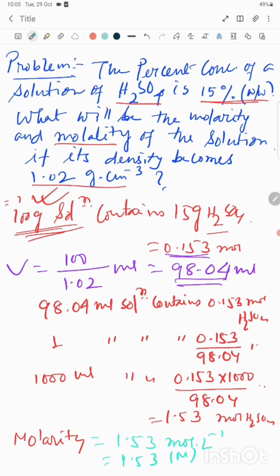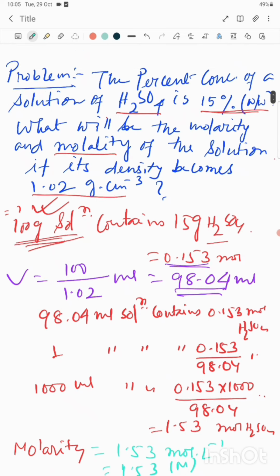Okay, is it clear? I think now it is clear. Look, I tried to discuss by taking a single example, so that using a single problem, you can understand what is the difference between molarity and molality and how you can calculate this one.